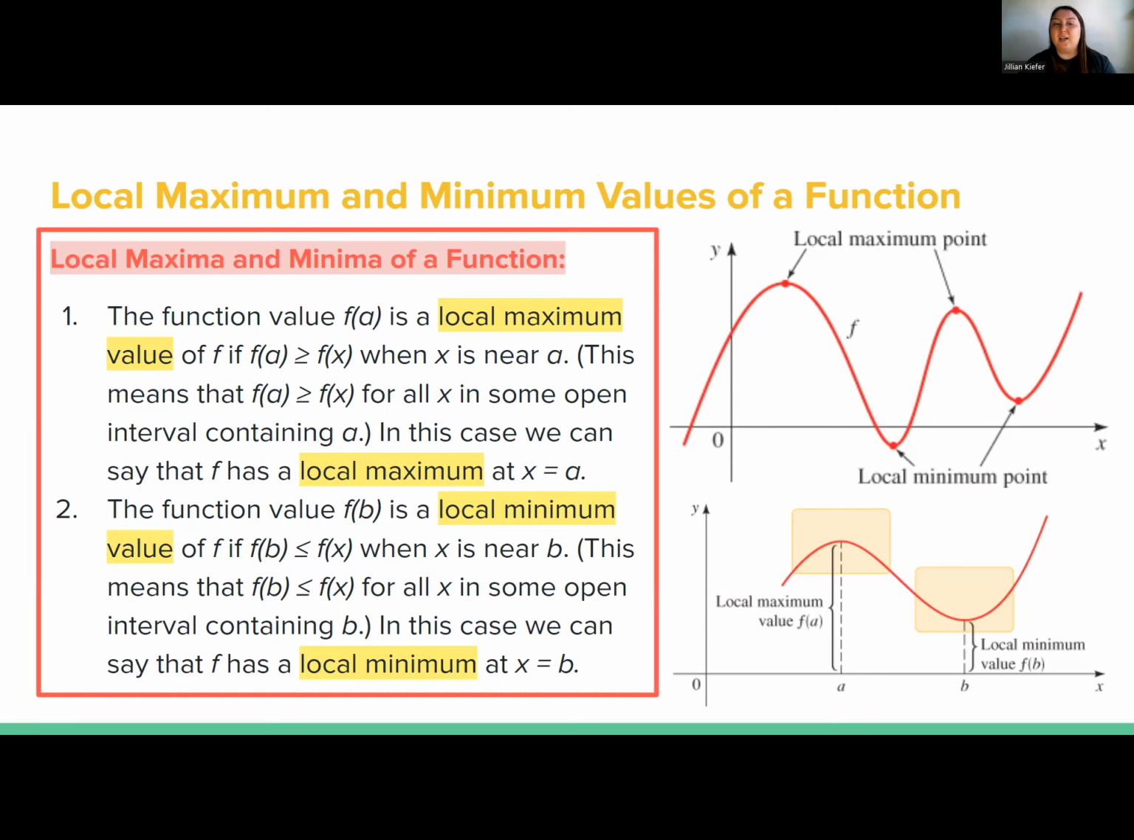So number 1, we see a function value f of a is a local maximum value of f if f of a is greater than or equal to f of x when x is near a. This means that f of a is greater than or equal to f of x for all x in some open interval that contains a. In this case, we can say that f has a local maximum at x equals a. Now, if you didn't quite catch that, perfectly fine. We're going to do the second one real quick though. The second one, we see the function value f of b is a local minimum value of f if f of b is less than or equal to f of x when x is near b.